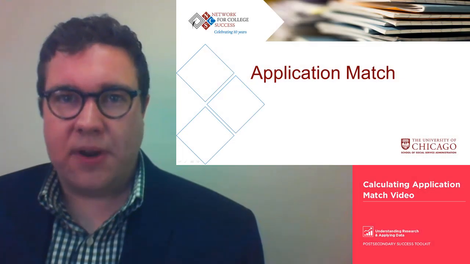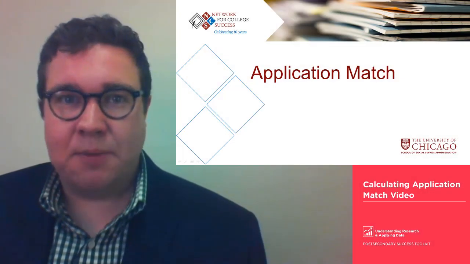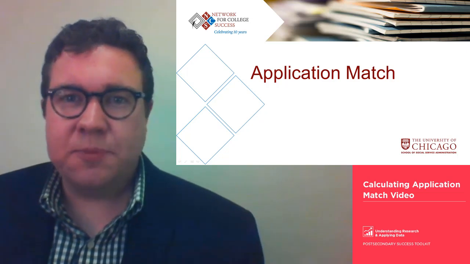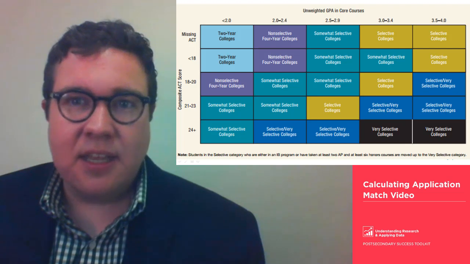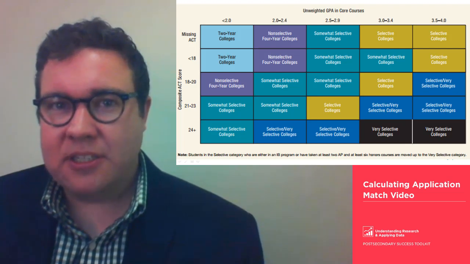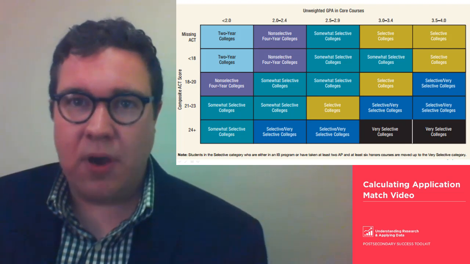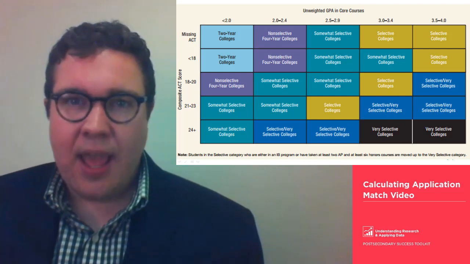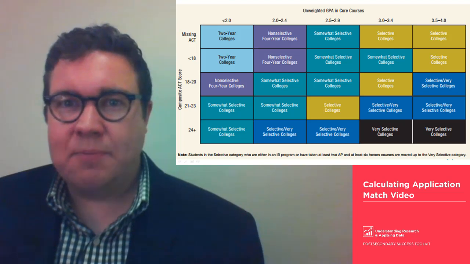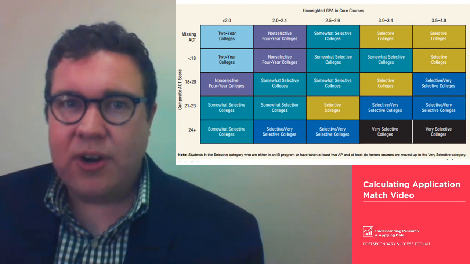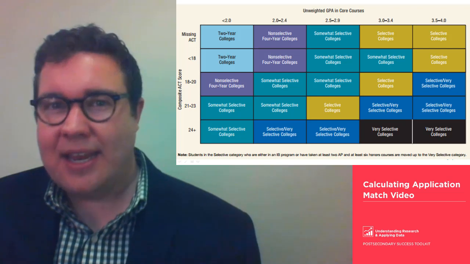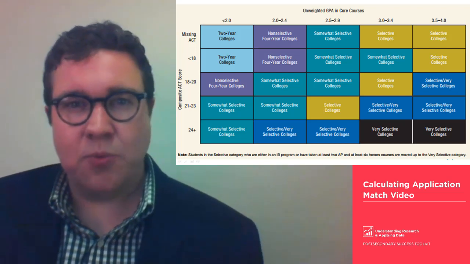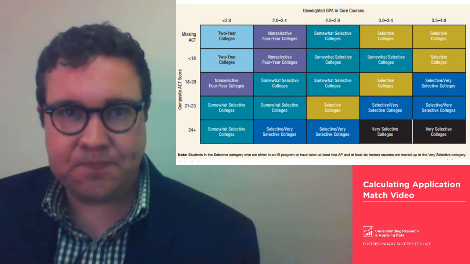Welcome to the third video in our series, Calculating Application Match. In the last video, we looked at Chicago's research-based framework for college access and learned how to write formulas aligned to that framework or a similar one to assign a roster of students to college access subgroups. In this video, we're going to take this concept one step further and learn how to use formulas to evaluate an individual application for how good of an academic match it is between student and institution.